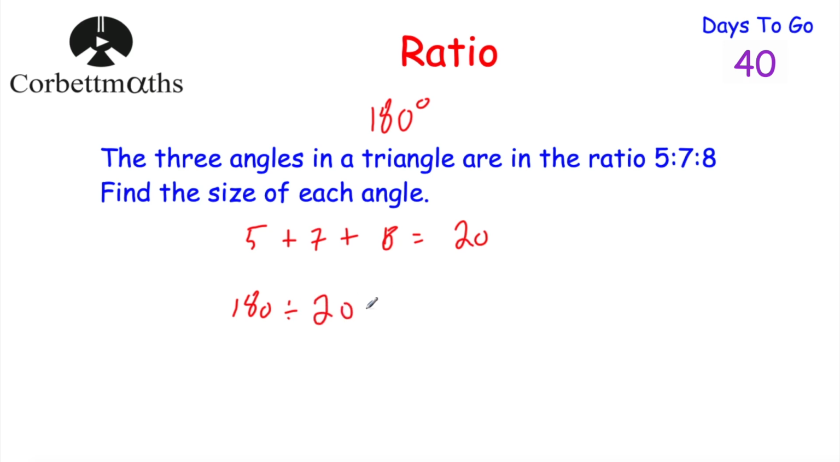So 180 divided by 20 is equal to 9. So that means there's 9 degrees in one part. Now we just need to multiply that by the numbers in the ratio to find the size of each angle.